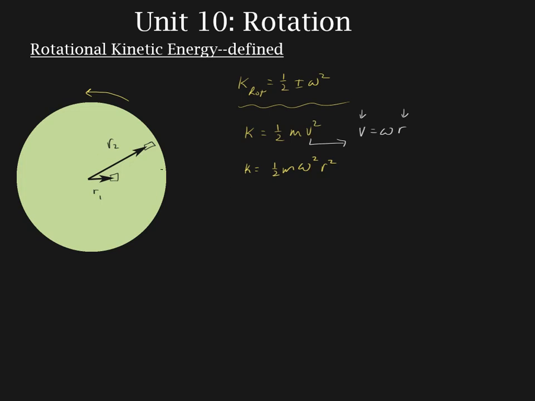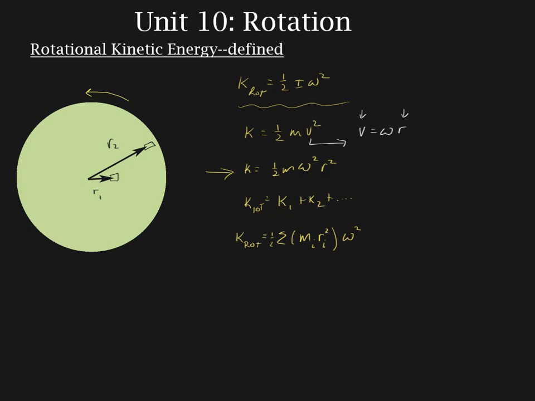Okay, so if I want the total kinetic energy, then it's just going to be the kinetic energy of particle 1 plus the kinetic energy of particle 2 plus so on for all the particles. The problem is we've got so many particles here that it's not practical to do that. We're going to learn how to do that, but instead we're just going to rewrite this equation a little bit, and we're going to say that K rotational is equal to the sum of the individual masses times the individual radii squared times omega squared.